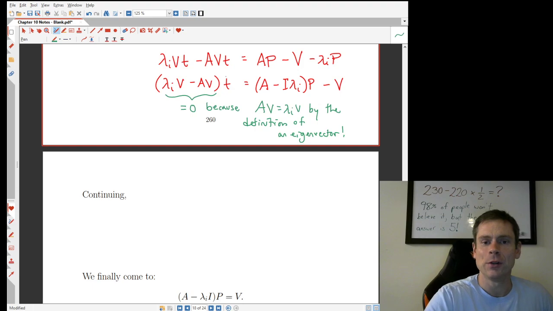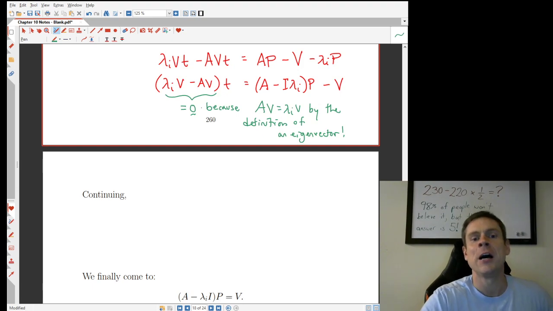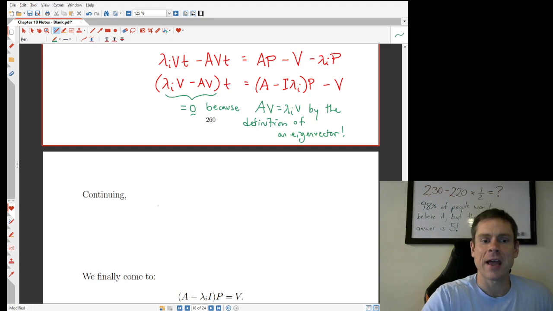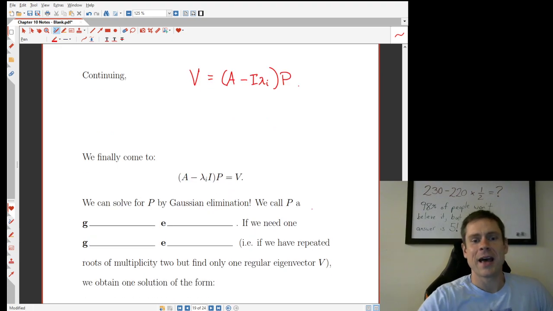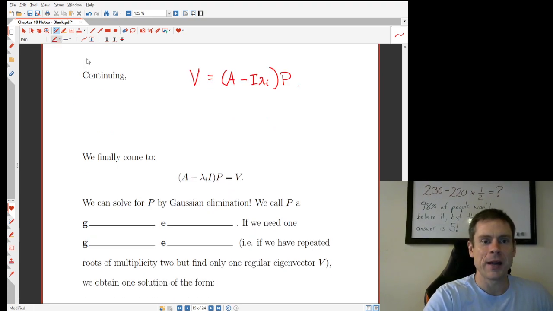Okay, wait, that's cool. I should be a little bit careful, right? This is actually a vector, so this is a vector of zeros. The v and the p are vectors. But then if it's 0, and I have 0 times t, that's just going to end up being a 0. And I can bring over that v now, and I get here v equals A minus lambda I times p, just like this. And that is what we get to right here.